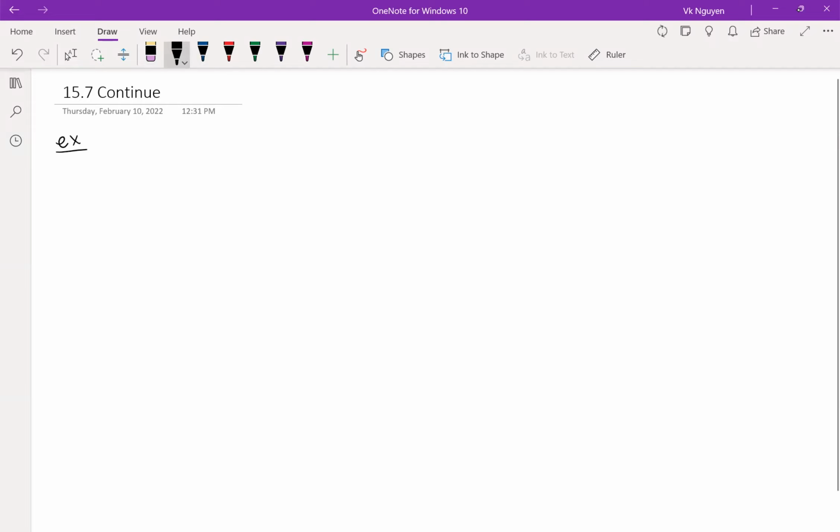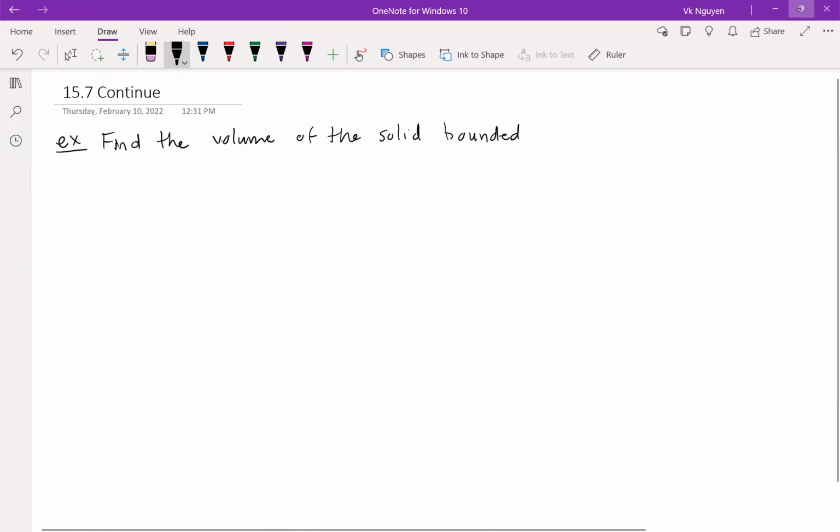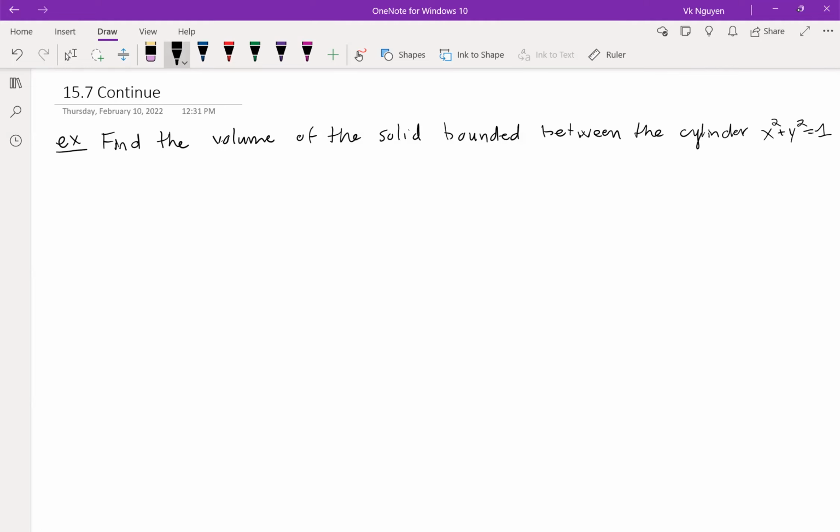Find the volume of a solid between the cylinder x squared plus y squared equal 1, and the sphere x squared plus y squared plus z squared equal 4.